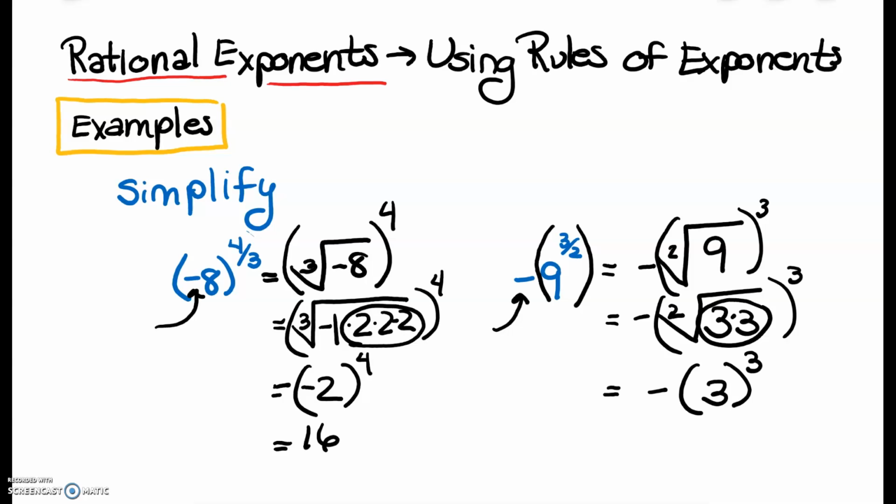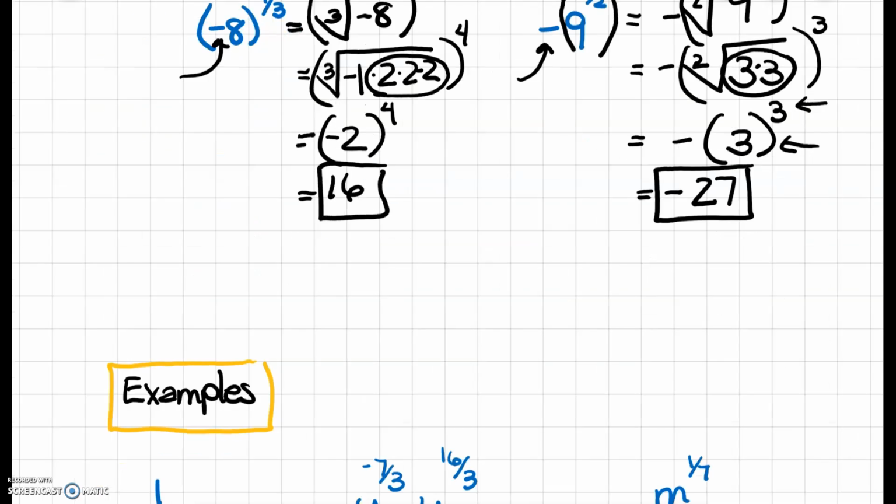3 cubed. And remember, the exponent is only being applied to what it's next to. So it's next to the 3, not a -3. So the exponent of 3 is being applied to the base of 3 only. So I know my answer is going to be negative, and 3 cubed is 27. So that's how you work those two different types of problems.